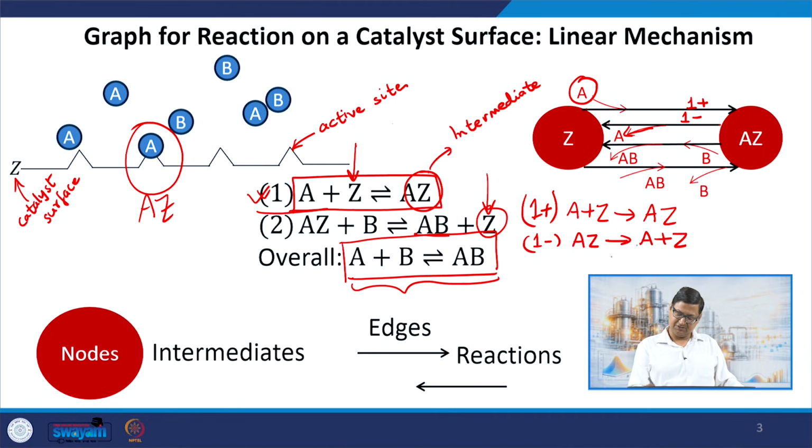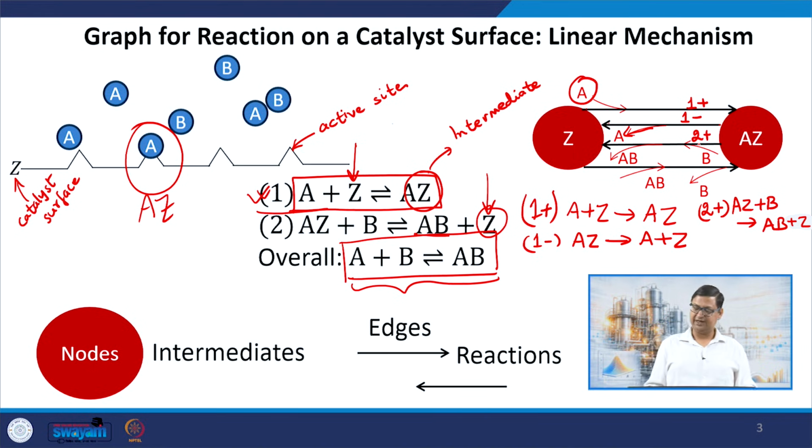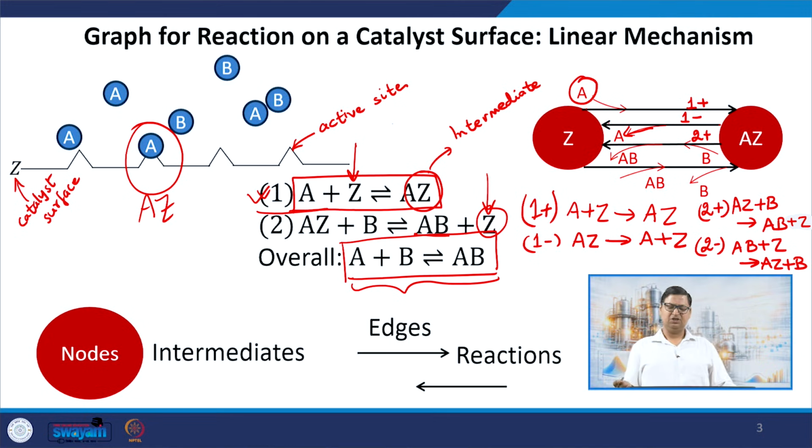Similarly, for the second reaction, we have a forward reaction AZ plus B giving rise to AB plus Z, which is the forward reaction here going from AZ to Z. And then there is a reverse reaction 2 minus, which is AB plus Z giving rise to AZ plus B. So this graph represents all kinds of flow between the intermediates which are present in the system. In this case, we have two intermediates, Z and AZ.